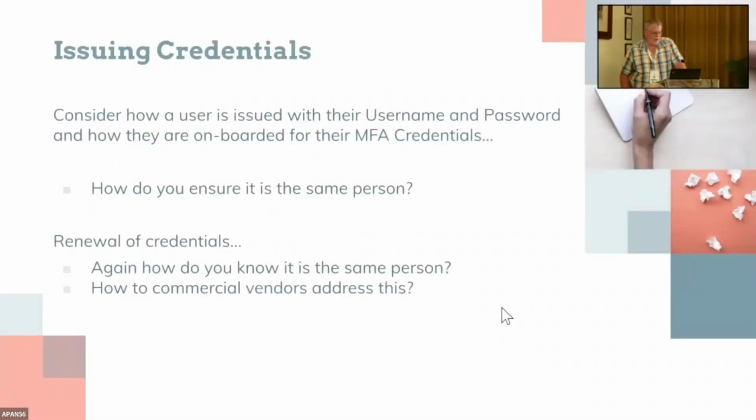Issuing credentials: consider how a user is issued with their username and password and how they're onboarded to their multi-factor authentication credentials. You need to ensure that it's the same person that you signed up at the university who is being issued that credential. And again, when the credential is renewed, how do you still know it's the same person who's come back and said, I've forgotten my password, can you give me a new one? You might want to let your universities know that they might want to look at some of the commercial vendors' options for addressing this, because a lot of the commercial vendors of identity systems have worked through a lot of this reissuing of credentials and have some fairly nice solutions.